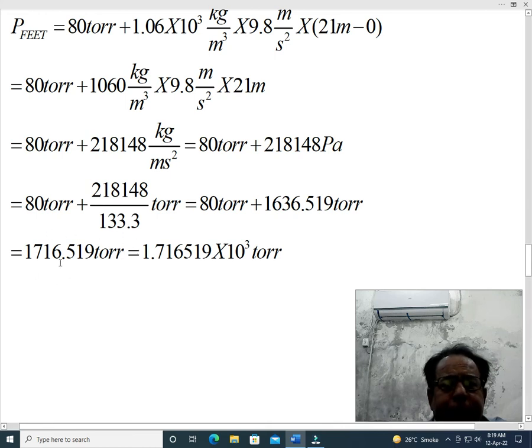extent of this result, that is 1716.519 torr. But here we can again divide and multiply it by 1000 so as to convert it into kilotorr or 10 raised to the power 3 torr. Okay, so 1000 in the numerator will take the form 10 raised to the power 3, while 1000 in the denominator will change this figure from 1716 to 1.716519. Okay, so our blood pressure at feet has become equal to 1.716519 into 10 raised to the power 3 torr, and this is the end of our problem.